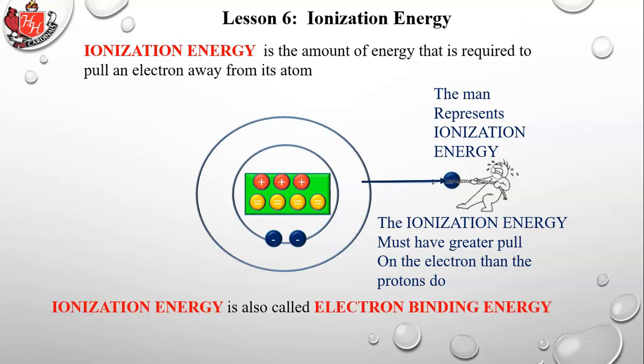So ionization energy is also called electron binding energy. We almost never call it that. It's called that when you're dealing with a metal, but it's called ionization energy when you're dealing with a gas. And generally we're going to be calling it ionization energy.